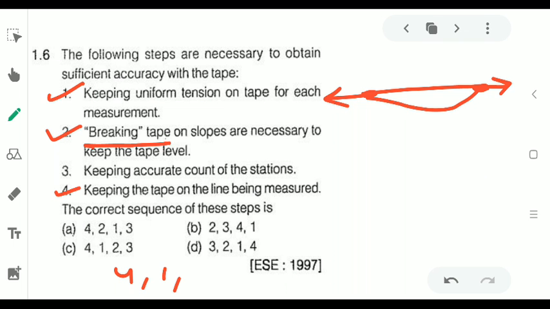Third step, that is 2. Then keeping the accurate count of stations, that would be our last option because it is not of much importance with respect to all these 3 points. So the last step would be step number 3. So the correct option would be C.